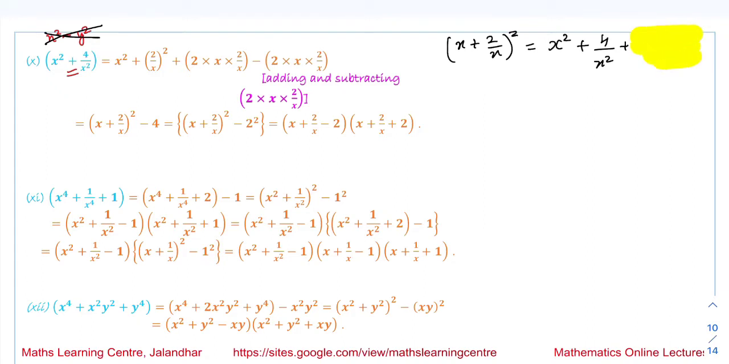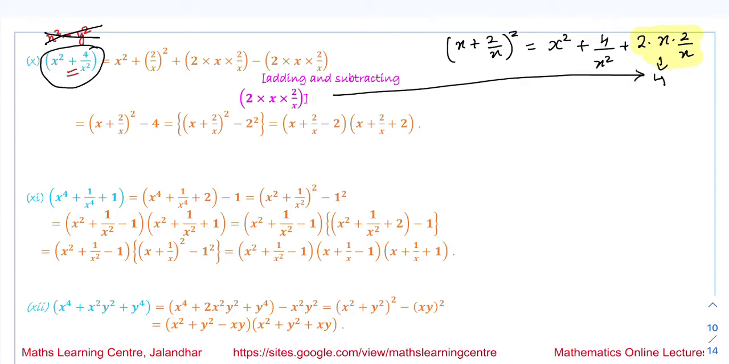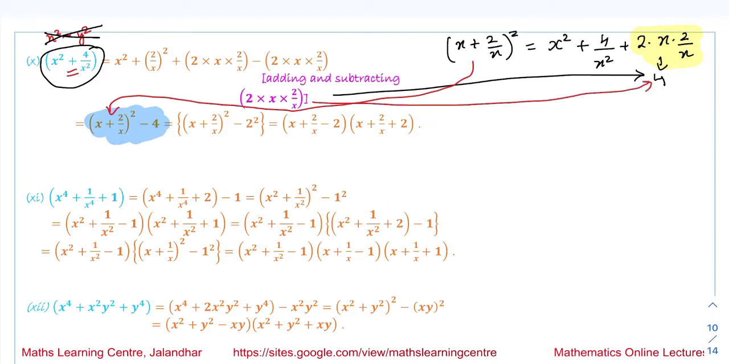Now what is the value of this term? The value of this term is 4. So we add and subtract 4 from this equation. When you add and subtract 4, you will get the answer in this form: (x + 2/x)² − 4. I hope this is clear to you now, from where this term is coming. This is coming from this, and this 4 is coming from this term.